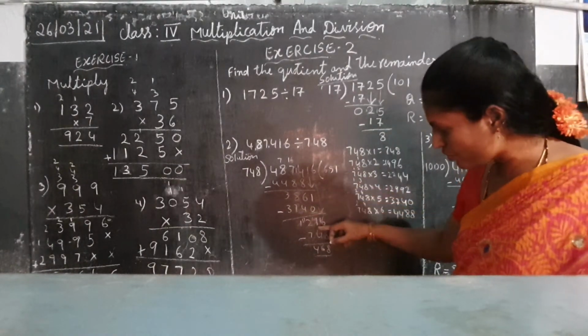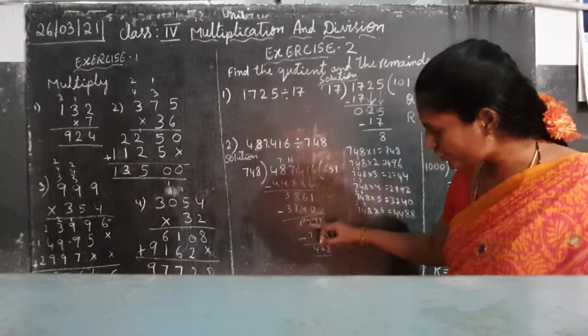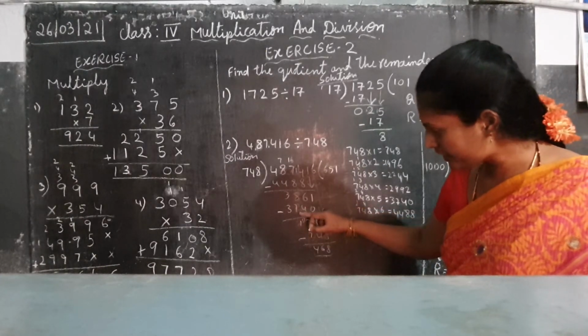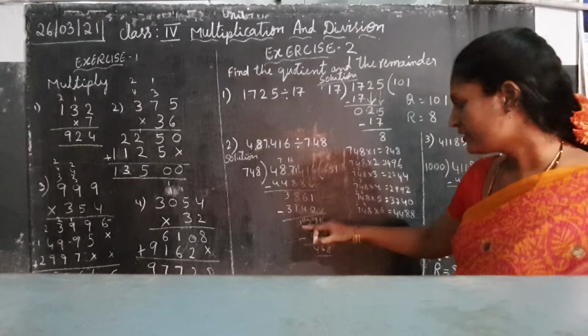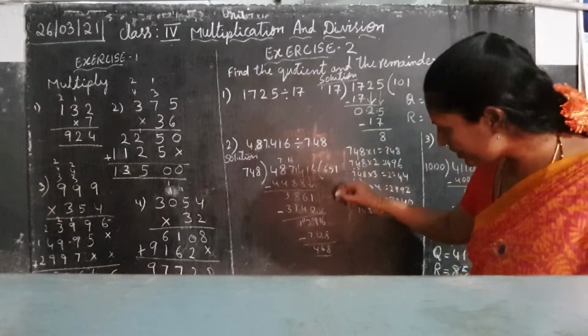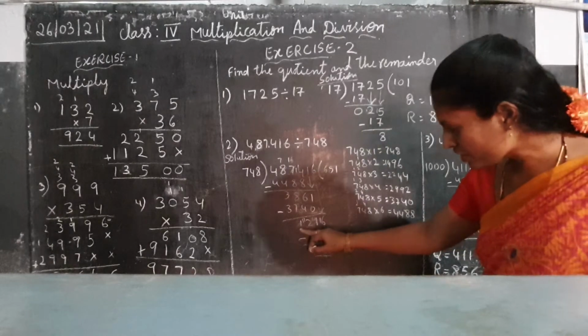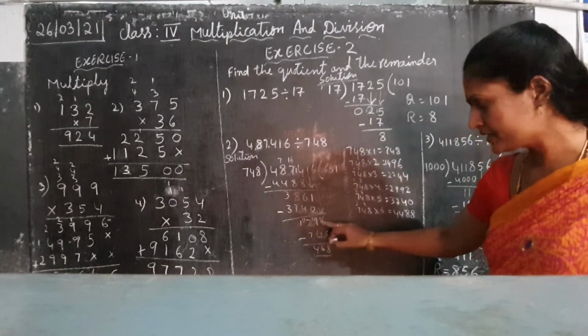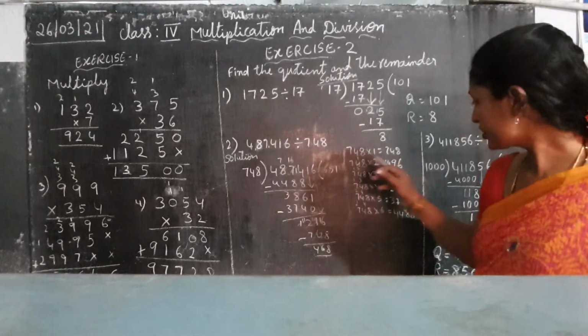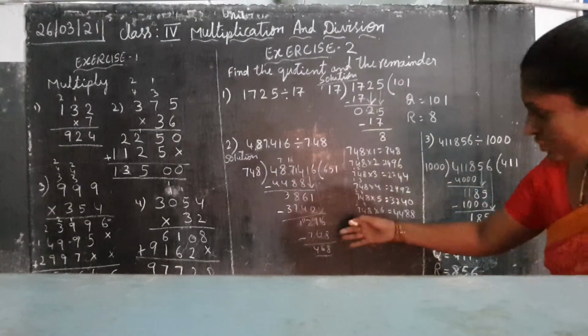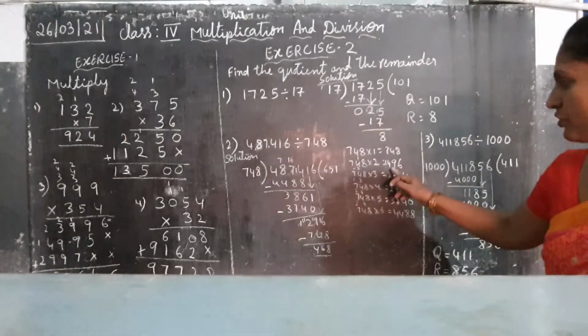1 minus 0, 1 you will get. 6 minus 4 you will get 2. And 8 minus 7 you will get 1. Okay, now we have to bring down the last digit 6. Then what number we will get? 1216. Then will you get 1200? No, 1400 you will get.